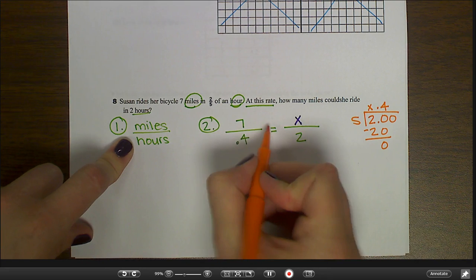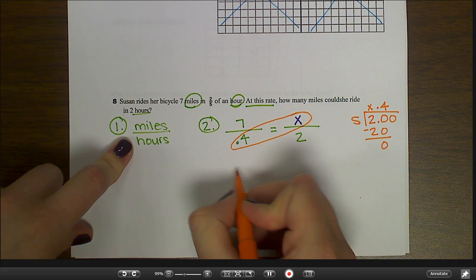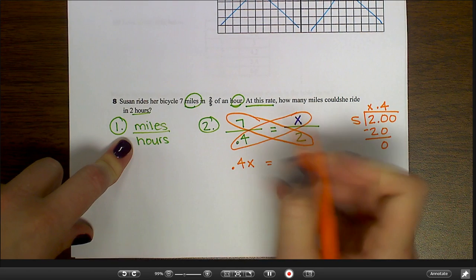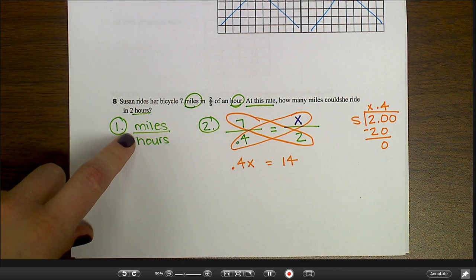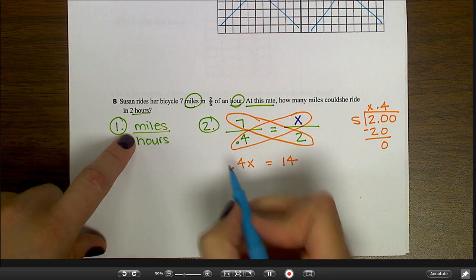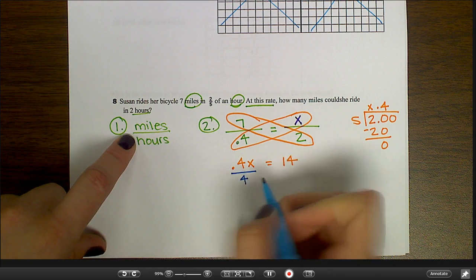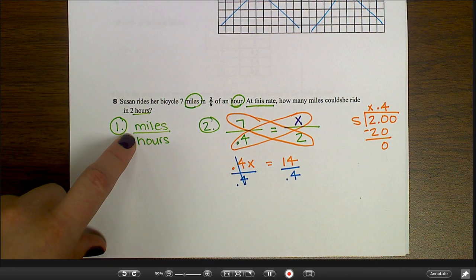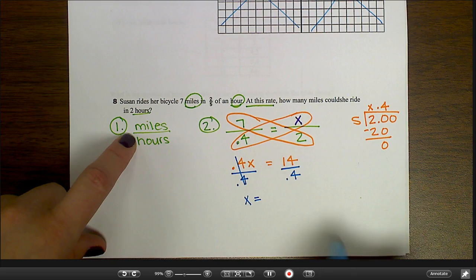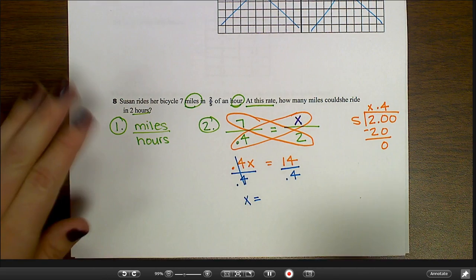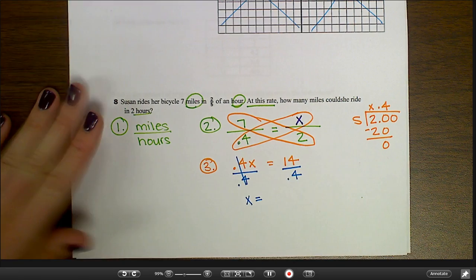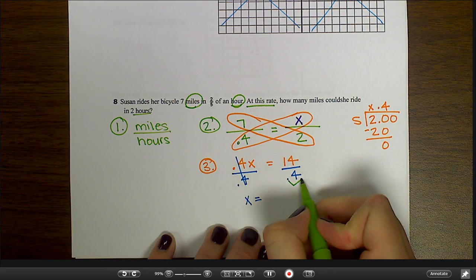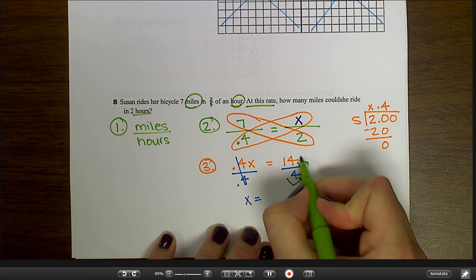So we're going to start by cross multiplying. This is 0.4 X equals 14. And now the next thing we need to do is divide both sides by 0.4. So those cancel out. And I'm left with X equals, this is step 3 by the way, and I know I can't divide by a decimal, so I need to go ahead and move my decimal point to the right, 1 space in both numbers.